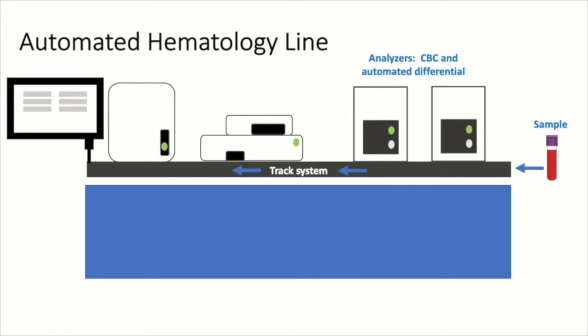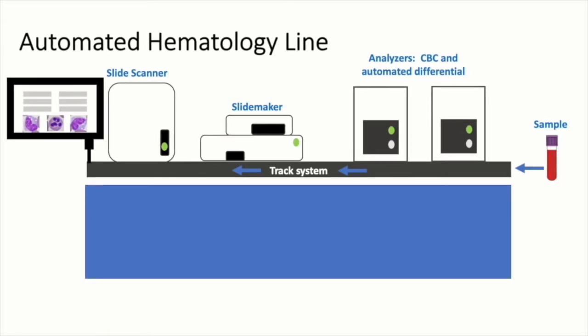If the CBC and automated differential count are normal, the results will be automatically transmitted to the electronic medical record. However, if there are abnormalities in the blood cell count or differential, or if the instrument flags the results as unreliable, the results will not be transmitted to the electronic medical record, and the sample will be sent down the track system to the slide maker and stainer so that a slide can be made for manual review. In larger laboratories, there may also be an instrument on the automated line that scans the slides and takes digital images for review.